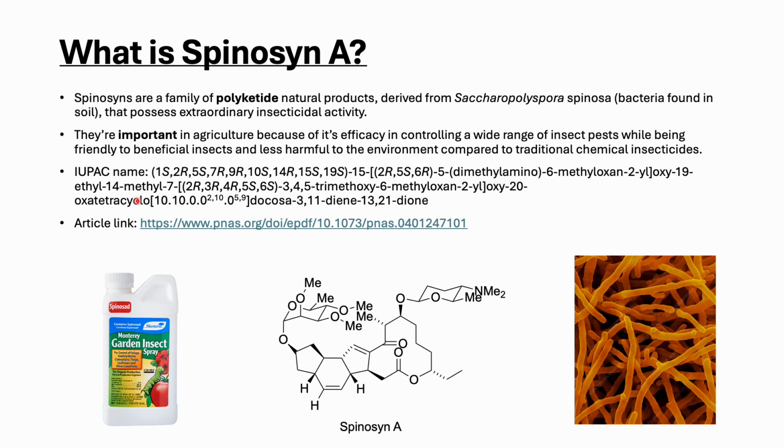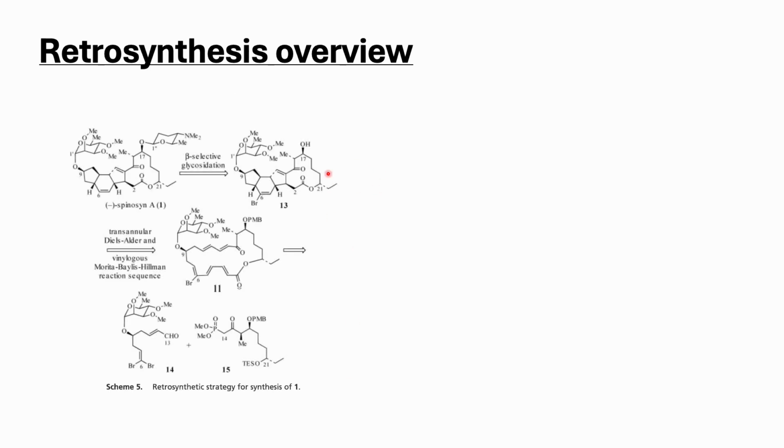This is the full IUPAC name, and I've also hyperlinked the article that I will be referencing. This is the retrosynthetic strategy for the synthesis of Spinosyn A taken from the article. The full synthesis is composed of 31 steps with a number of different types of reactions. Today I will be focusing on 3 reactions, 2 of which are related to these 2 compounds here.